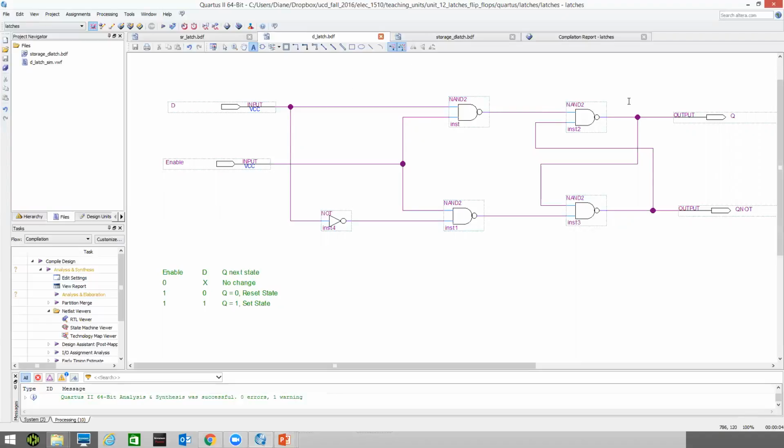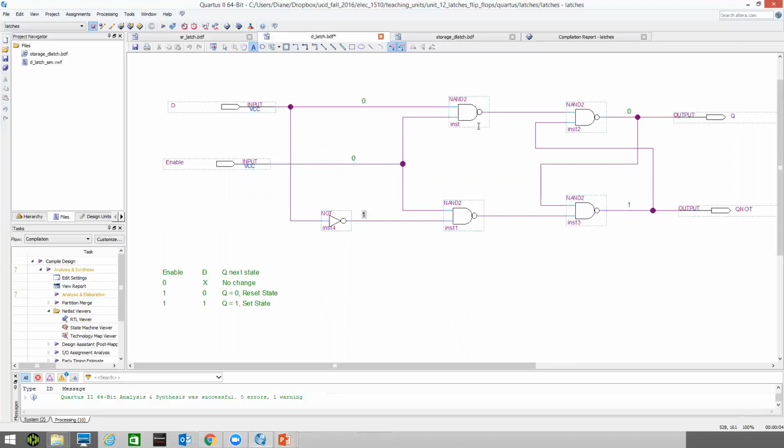All right, we said there's no state change when enable is 0. So here I'm just going to use the text tool to type in a 0. And let's start with the fact that Q is a 0. So if Q is a 0, that would mean our Q naught should be a 1. And let's see what happens then. Okay, if D is a 0 and Q naught is a 1, let's take a look at this circuit.